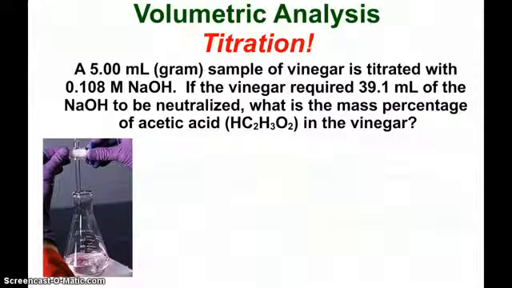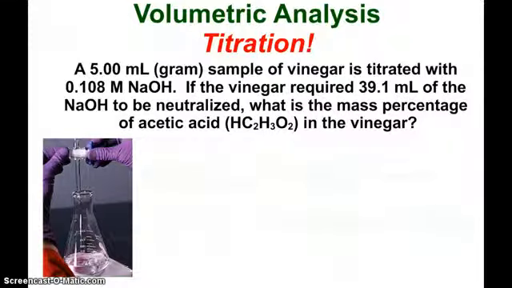So in lab, we're going to be doing a little volumetric analysis, aka a titration. We're going to be trying to find what the mass percentage of acetic acid is in vinegar using the sodium hydroxide solution that you created in lab the other day. Of course, your sodium hydroxide solution was a 1.00 molar solution, but here we see a sample question doing the same experiment but with some different data.